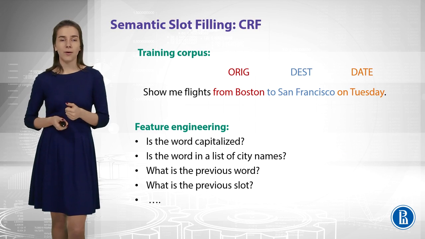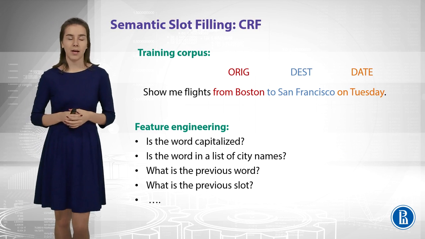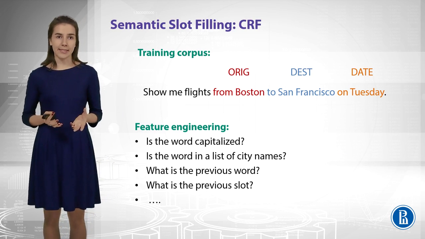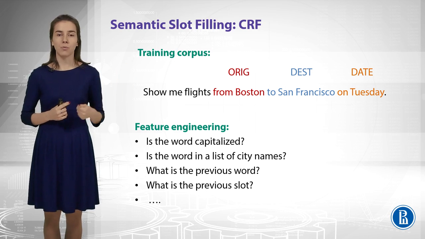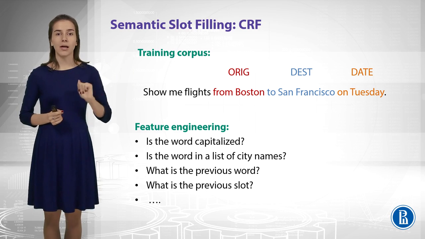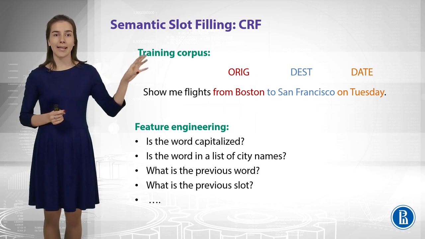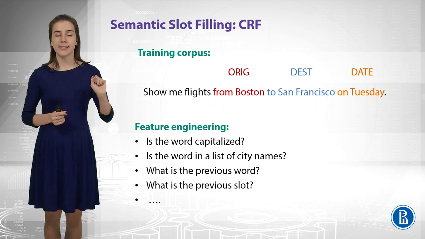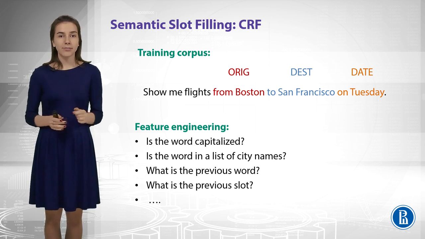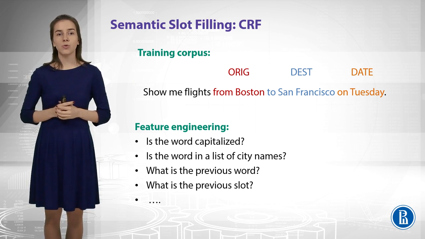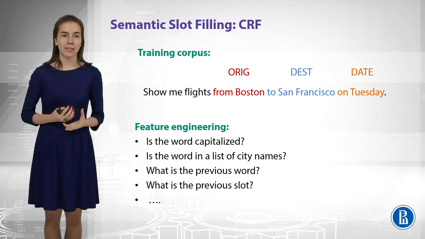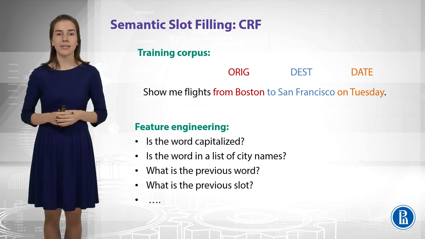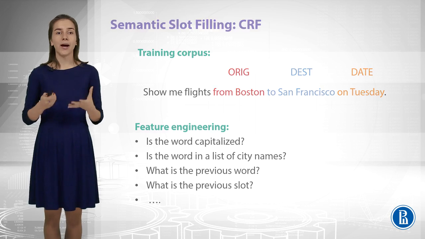Now, another approach would be to build some machine learning system. To do that, first of all, you need some training data. So you need a corpus with some markup. So here you have a sequence of words, and you know that these certain phrases have these certain tags, right? Like origin, destination, and date. After you have your training data, you need to do some feature engineering. So you need to create the features like, for example, is the word capitalized? Or does this word occur in some list of cities? Or something like that.